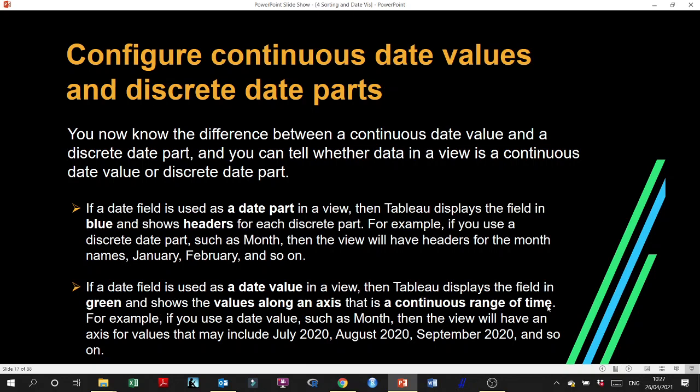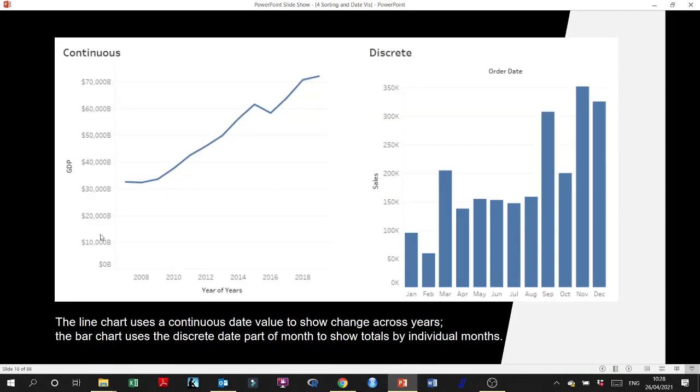And with a continuous range of time, this is what you're getting: values along an axis, with a date value, which is a continuous date. You're getting values along an axis, which is a continuous range of time. So read through this if you're still not clear about what we've just covered. This is very important. The line chart uses a continuous date value to show change across years. So how about this bar graph? The bar chart uses the discrete date part of month to show totals by individual months.